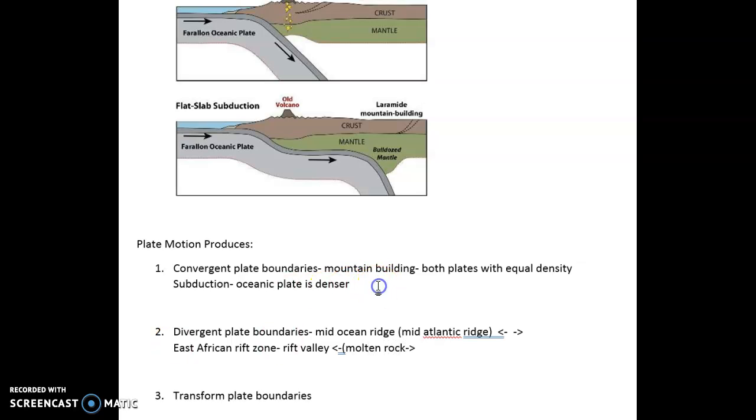So at convergent plate boundaries, we can have many volcanoes, we can have earthquakes. Since we said that all plate boundaries are faults, we need a fault to have an earthquake. Okay, so we can also have volcanoes here and earthquakes.